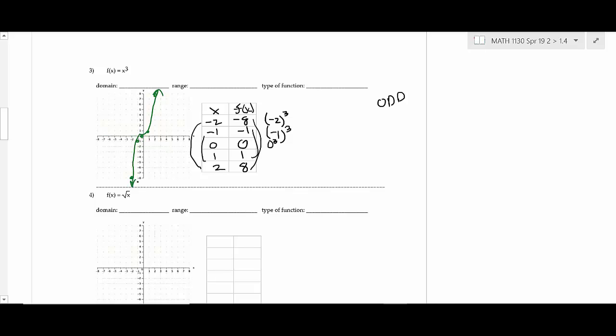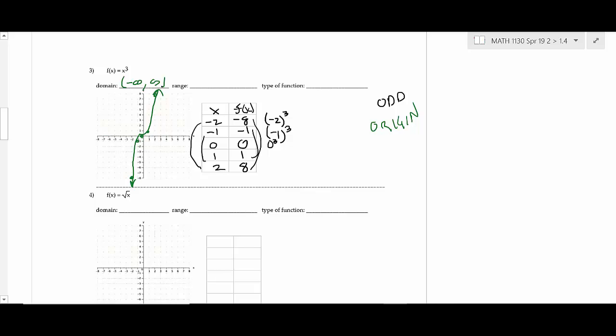So let me ask you this, since we learned this last time. How is that symmetric? About what? About the origin, right. So this one it's got the origin symmetry. It's an odd function, okay? Domain, what's the domain? What can x be? Anything, okay. How about the range? Anything, okay. You're always going to get a number.